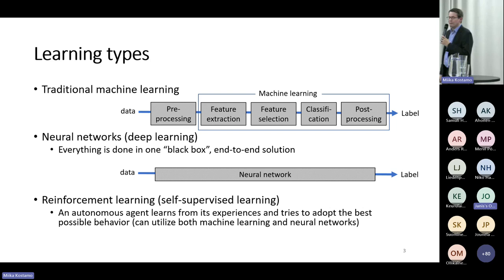Then we have reinforcement learning, also called self-supervised learning. This is a fruitful topic for the movie industry, because there are these autonomous agents, robots, or central computers that learn from what they detect and change their behavior accordingly. And it's very typical in those movies that logically there is no reason for humans to exist anymore.